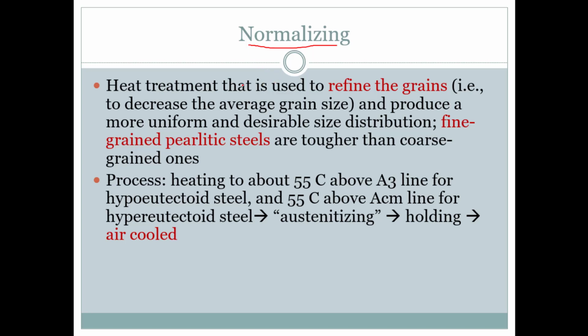Normalizing is a heat treatment that is used to refine the grain, or to decrease the average grain size. Compared to quenching, they produce a more uniform and desirable size distribution, fine grain perlite, and compared to annealing, they are tougher than the coarse grain one.